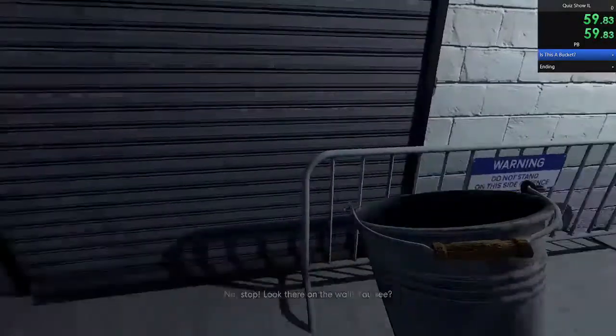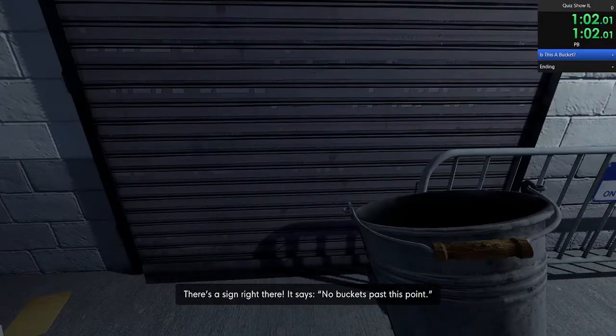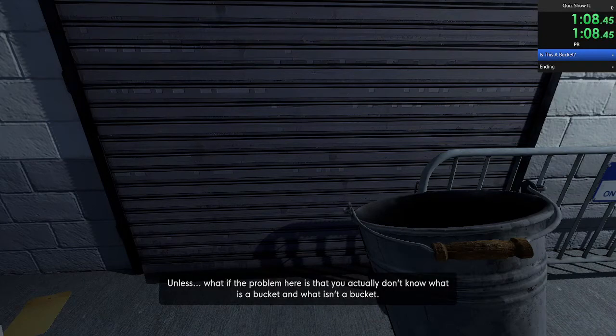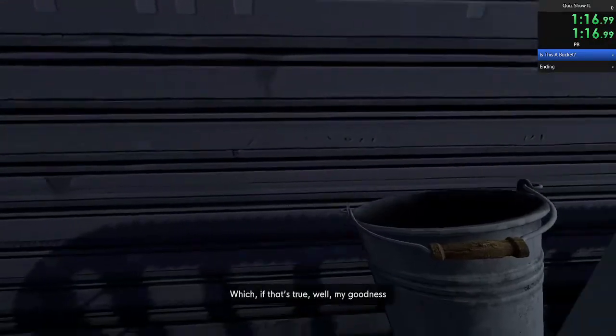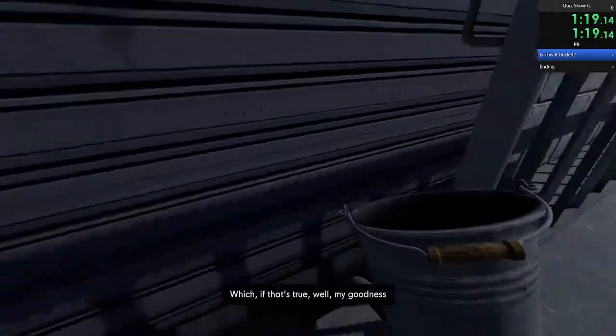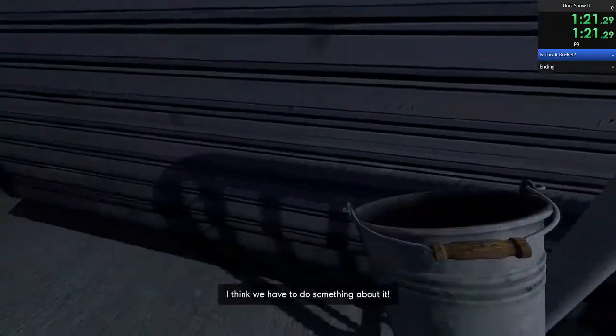No, stop! Look there on the wall, you see? There's a sign right there. It says, "No buckets past this point." Stanley, how could you think it was okay to bring the bucket here? Unless... what if the problem is that you actually don't know what is a bucket and what isn't a bucket? I suppose that would explain a lot about your behavior up to this point. Which, if that's true, well, my goodness, I think we have to do something about it.